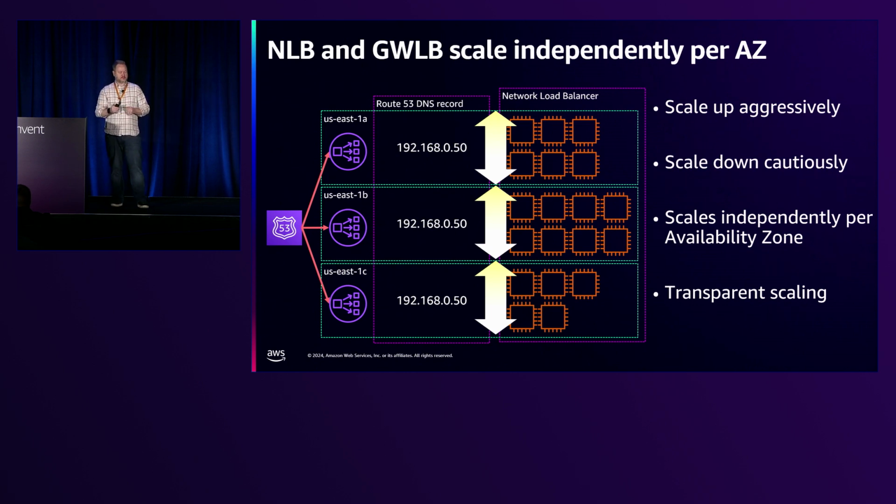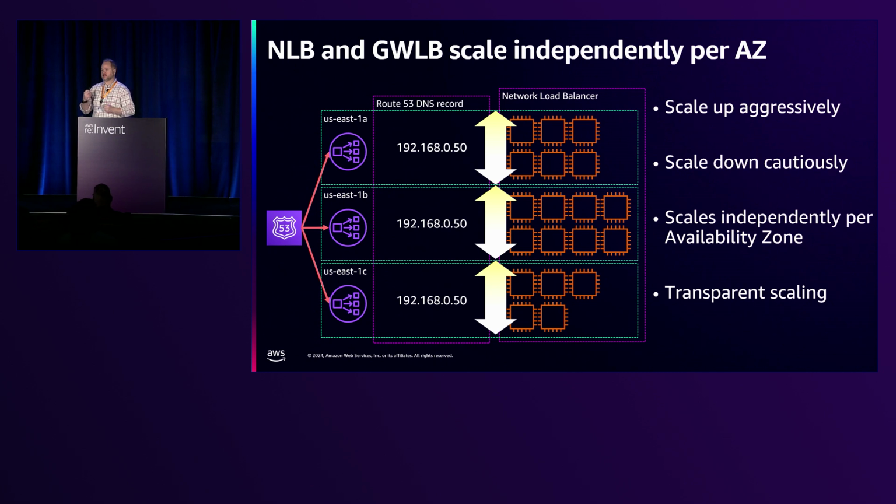NLB is slightly different in how it's scaling. Organic scaling on NLB is zonal, meaning one zone's capacity or utilization doesn't drive scaling in the other zones. So if you have an NLB in 3 zones and one of them is getting a lot more traffic than the others, it could organically scale to a much larger size than the others.